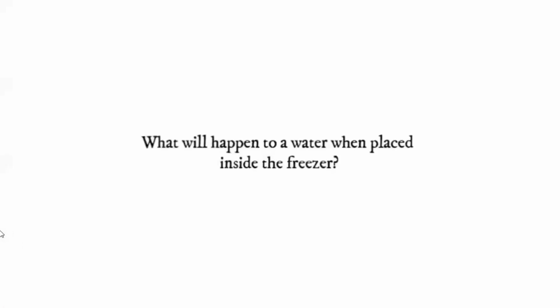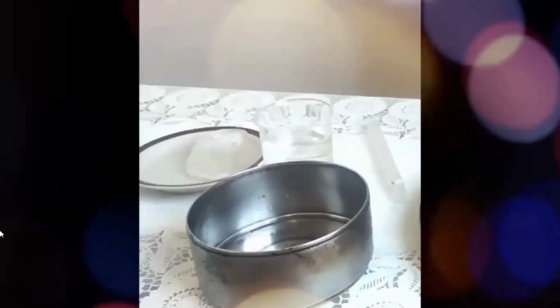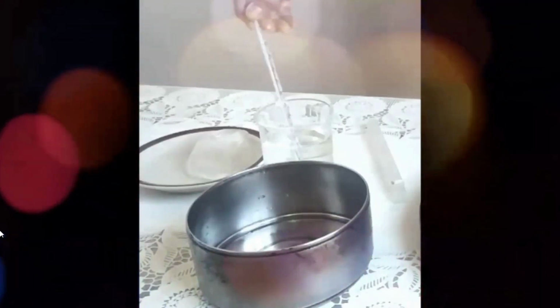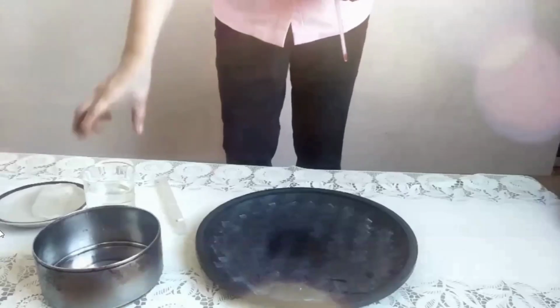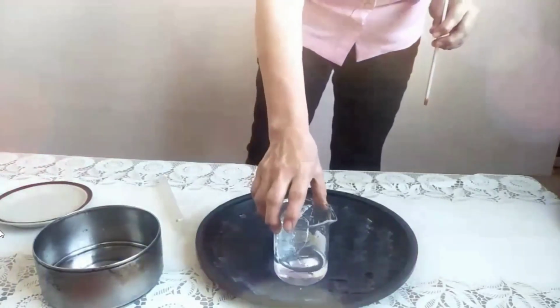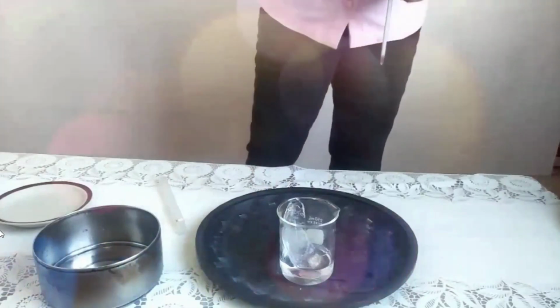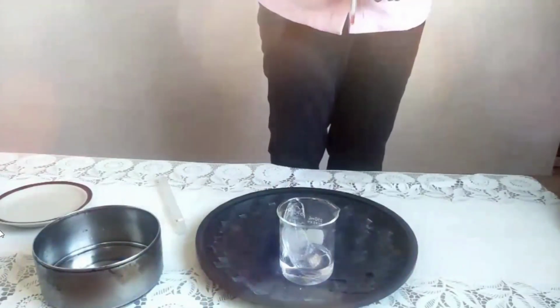Okay, let us now perform setup number 2. What will happen to water when placed inside the freezer? The initial temperature of tap water or drinking water is 31 degrees Celsius. Assuming that we are going to place it inside the freezer. So this is now the water that we placed inside the freezer. Let us now observe. After putting water inside the freezer, it will become ice.